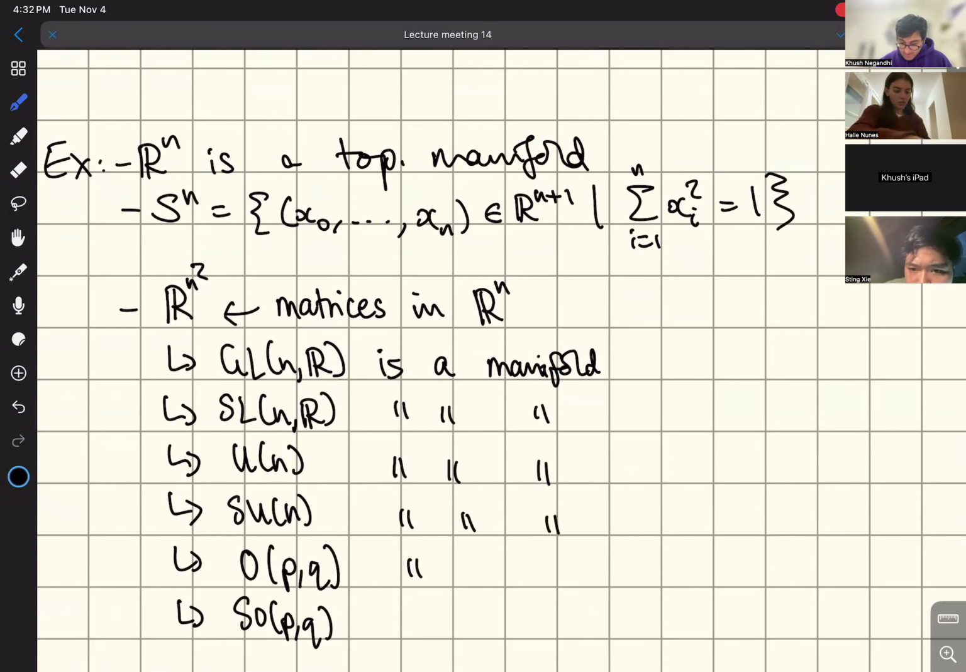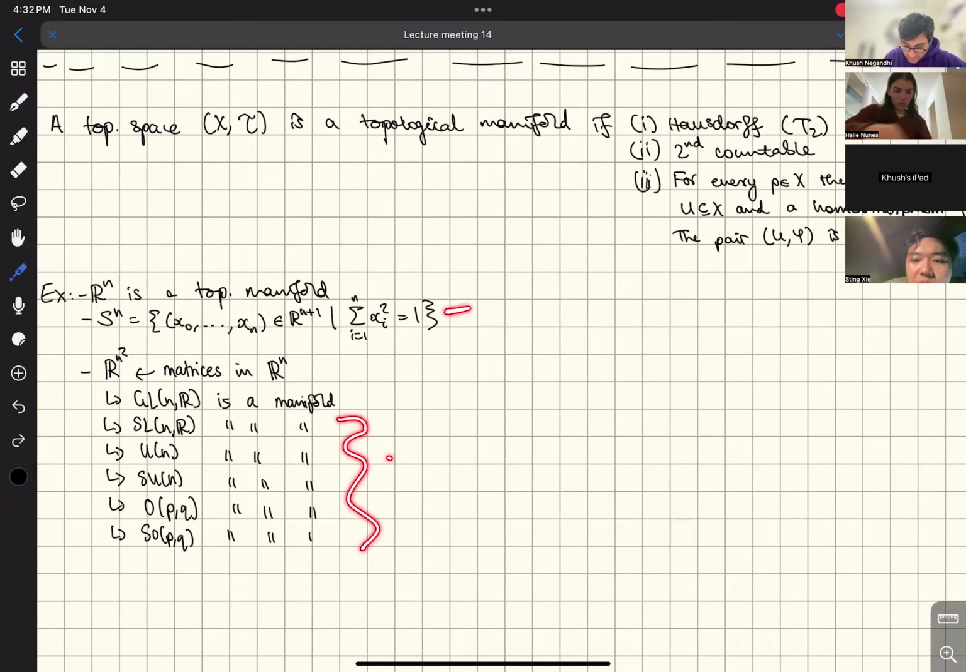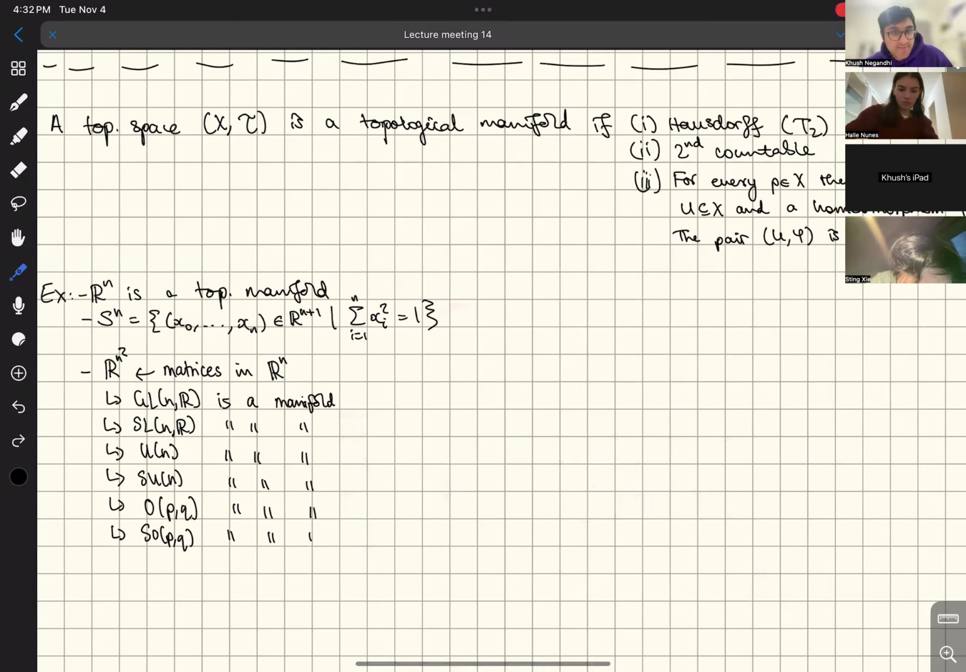So in some sense, we have a huge class of manifolds. We'll show all of these are manifolds, including this one. We'll show it using something called the regular level set theorem. But we'll get there when we get there. For now, just take my word for it that these are manifolds.